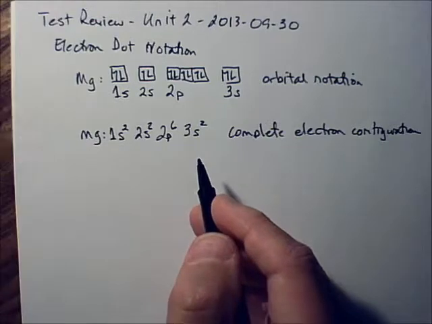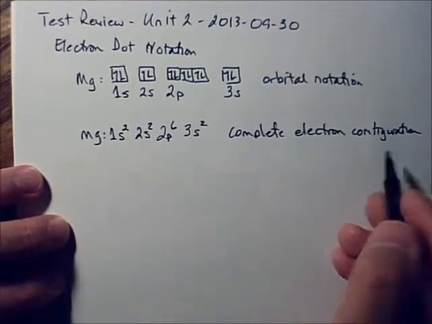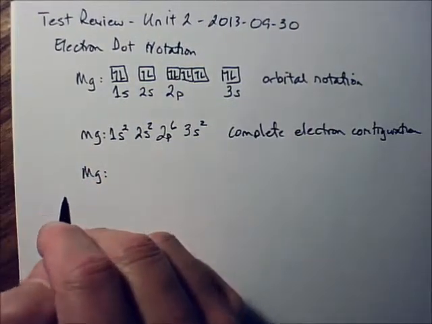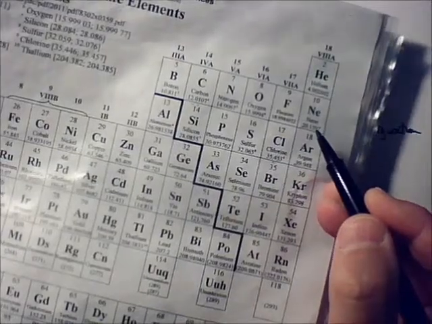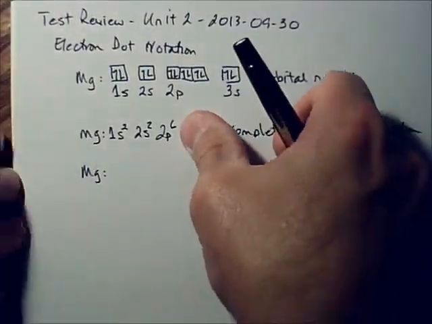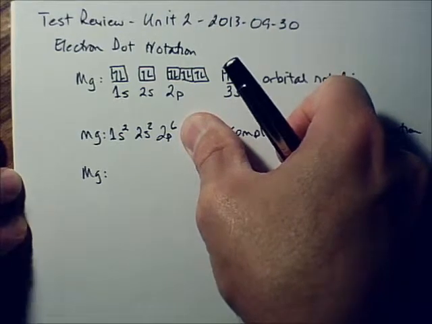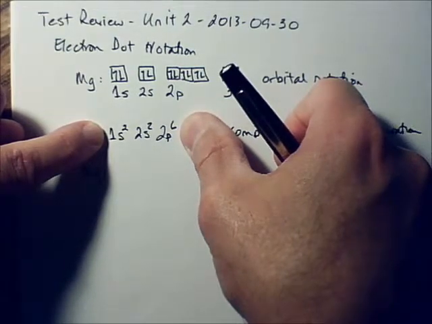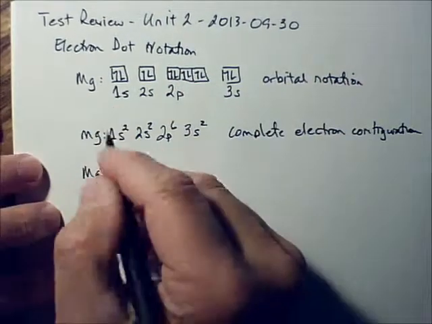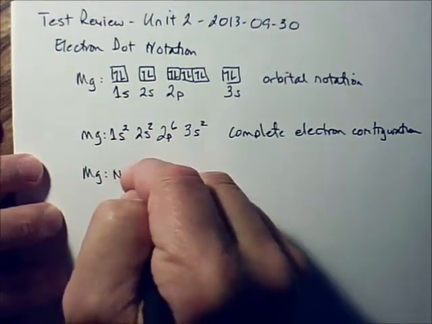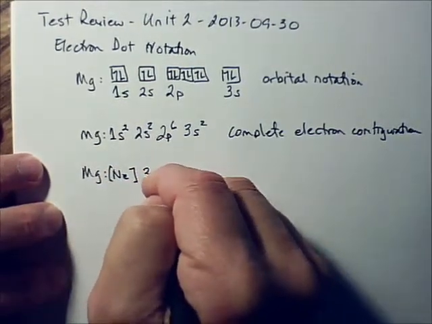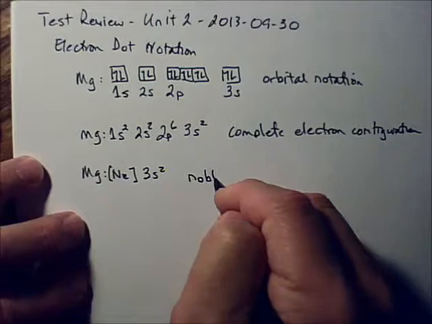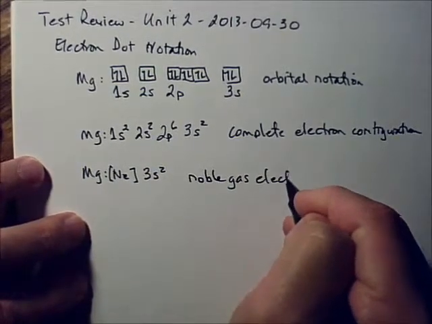And while we're here on the subject, we can do the shorter version of that called the noble gas electron configuration. All we've got to do is go back to the next lowest noble gas. That would be neon. And neon's orbital notation ends right here with 2p6. So we can replace all of this, 1s2, 2s2, 2p6, with the symbol for neon. Okay, but it has to be in a bracket. And we have 3s2, and that's all that you need for the shorthand or noble gas electron configuration.